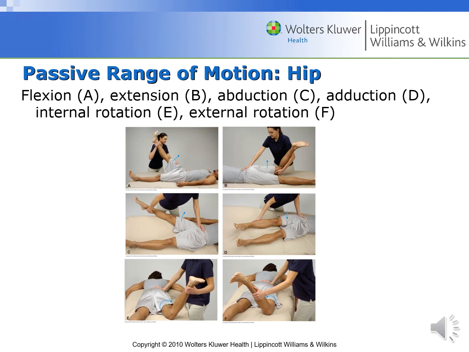In A, we see her passively flexing, or passive flexion. Illustration B is passive extension. C is passive abduction. Illustration D is passive adduction. Illustration E is passive internal rotation. And illustration F is passive external rotation.